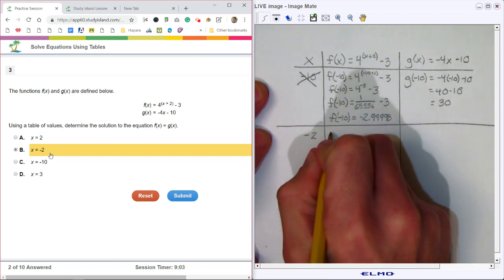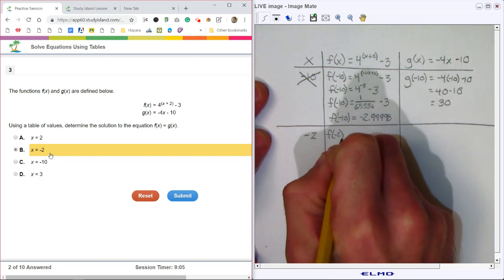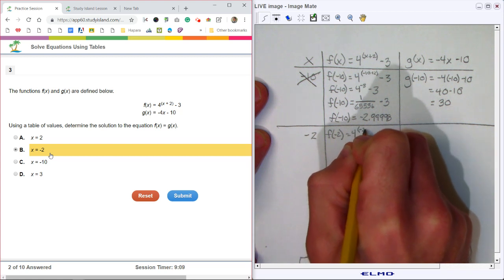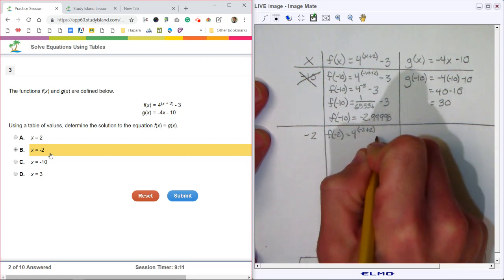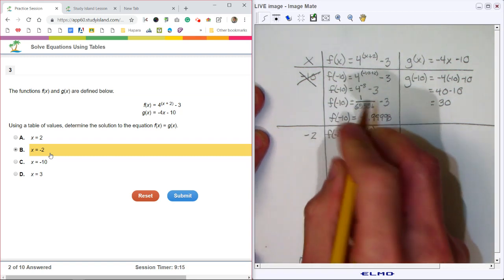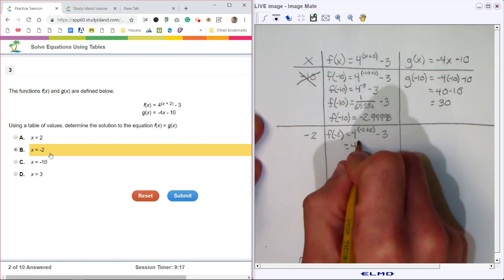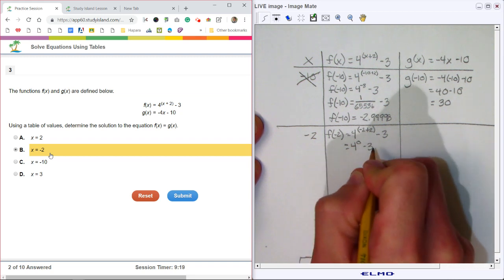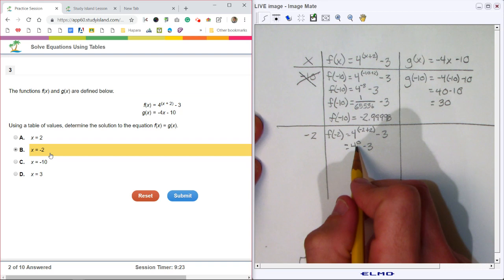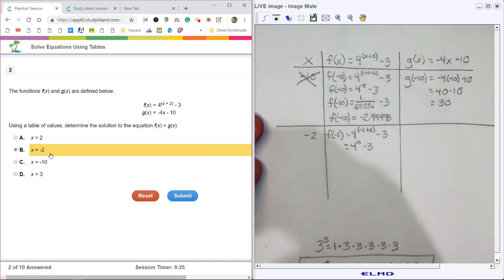So again, for f of x, we have f of negative 2 now, which is equal to 4 to the power of negative 2 plus 2 minus 3. That is equal to 4 to the power of 0 minus 3. Power of 0, what's anything to the power of 0? Anything to the power of 0 is simply 1.